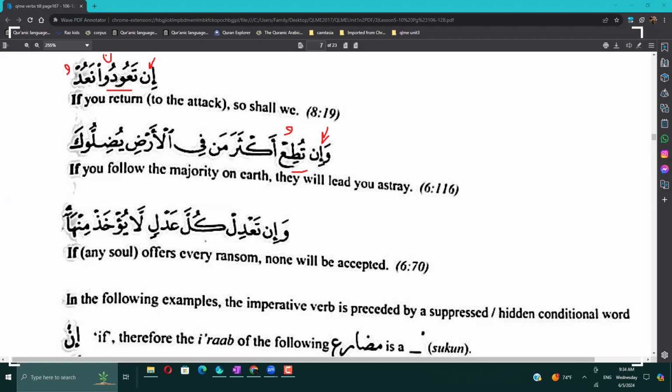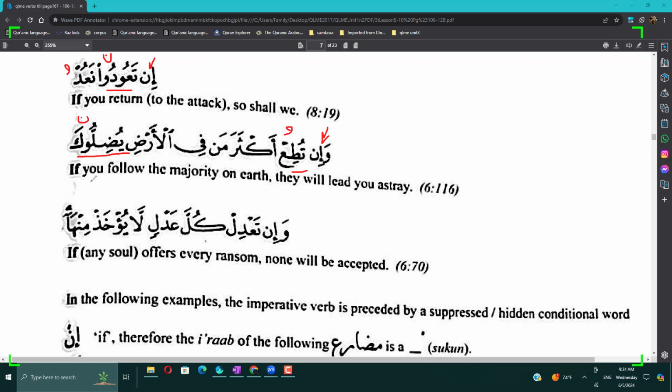And there's one more; they don't have to be next to each other. In the previous example, two mudares are next to each other, ta'udu, na'ud, and both are majzoom. But in this ayah, you have one mudare here and the other all the way after al-ardi: yudilluka. It was actually yudillunaka, like yaf'aluna. Because of in, both the mudare are majzoom.